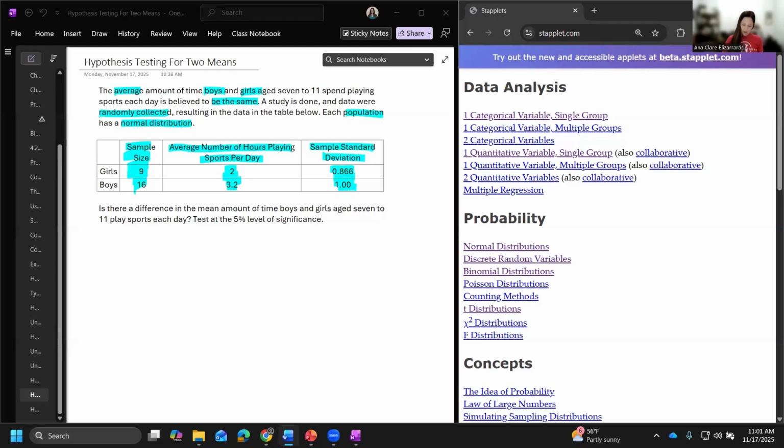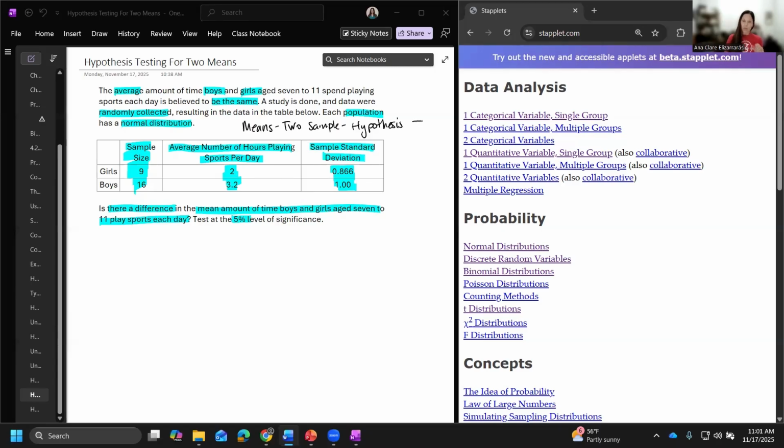And it says, is there a difference in the mean amount of time boys and girls age 7 to 11 play sports each day? Test at the 5% level of significance. So we have a lot of information here to unpack. We are given standard deviation. We're given average. This question is about means. And we're given boys and girls, which means that we have two samples. And we are asked to test a claim, which means that this is a hypothesis test.